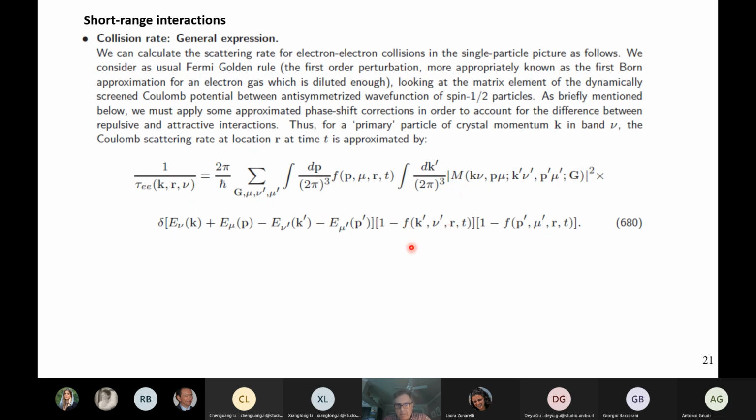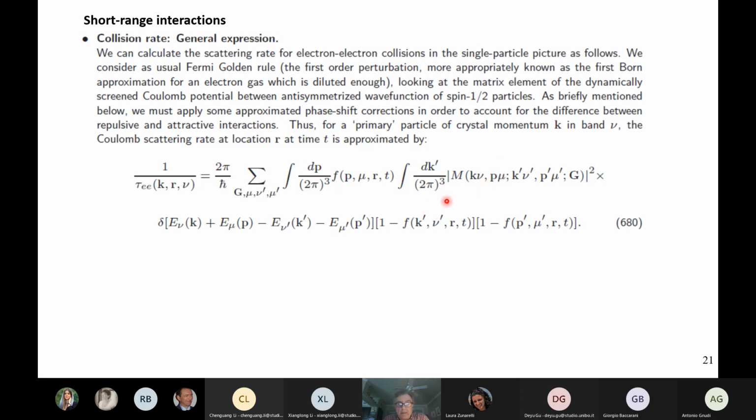Of course, if we are dealing with a degenerate system, we must have available, so empty, final states: the final wave vector k prime in band nu prime. Similarly, available final states for the partner electrons. So these are factors that we can simplify and just use one for both of these terms if we're dealing with a non-degenerate system, since f would be very small. And then we have energy conservation, in addition to momentum conservation, which is included in this matrix element.